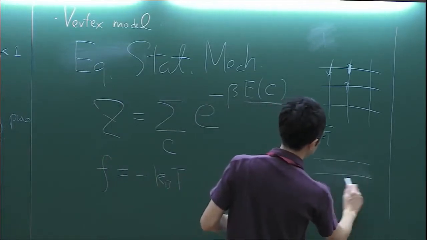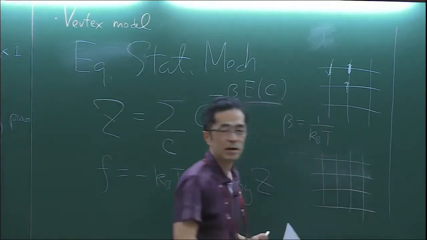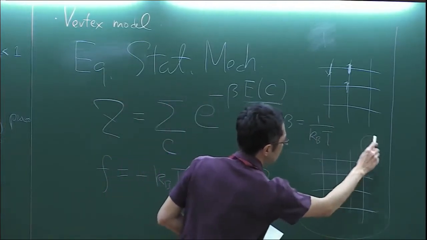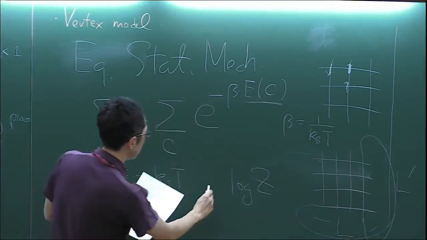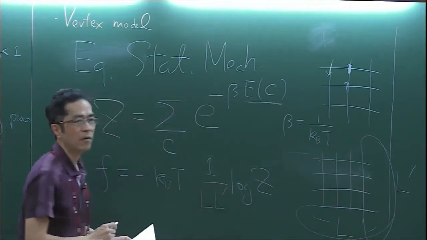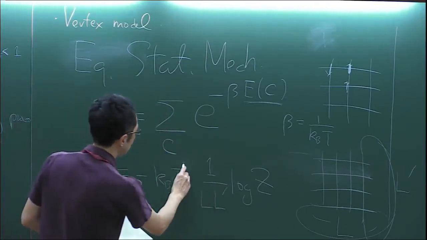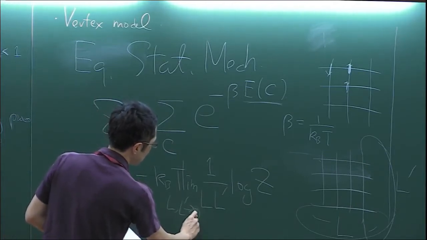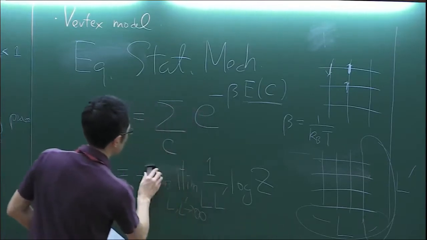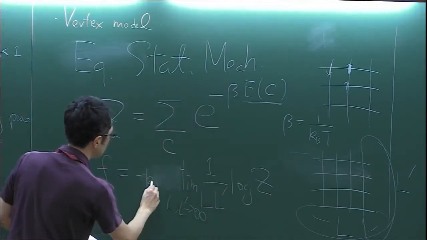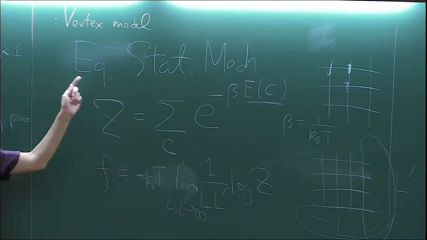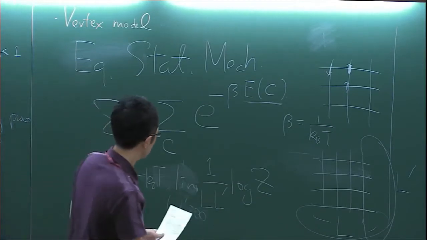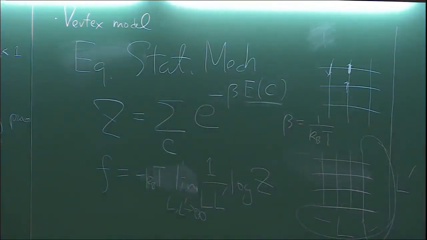So maybe for simplicity, we consider simply a two-dimensional square lattice with periodic boundary conditions. The system size in this direction is L, and in this direction is L prime. Then we divide this by L times L prime, and take the limit to infinity, right? So this is called the thermodynamic limit. This is the quantity we want to study in equilibrium statistical mechanics, okay? So this is really a general principle in equilibrium statistical mechanics.